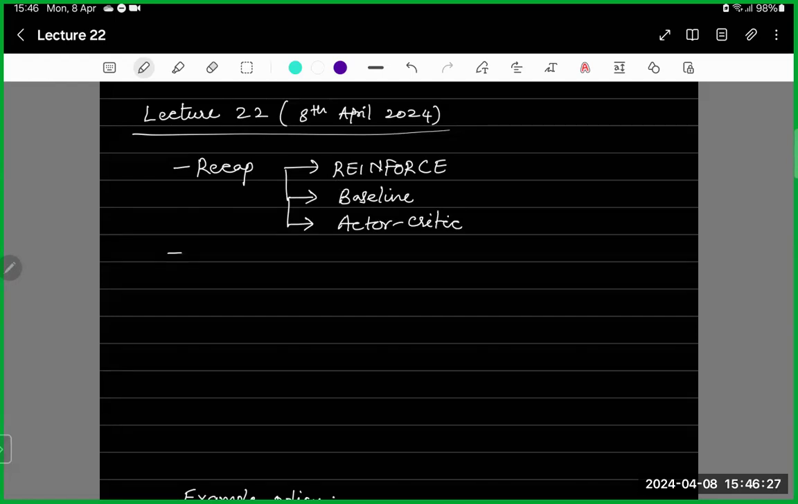In today's lecture, what we'll see is a few more variants of the actor-critic algorithm. One version is called A3C and A2C, and there is something called generalized advantage estimation. So this is also something which we'll discuss.